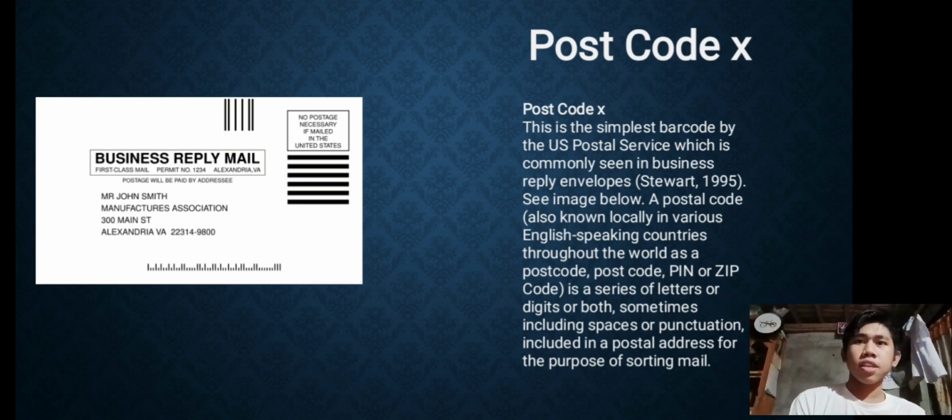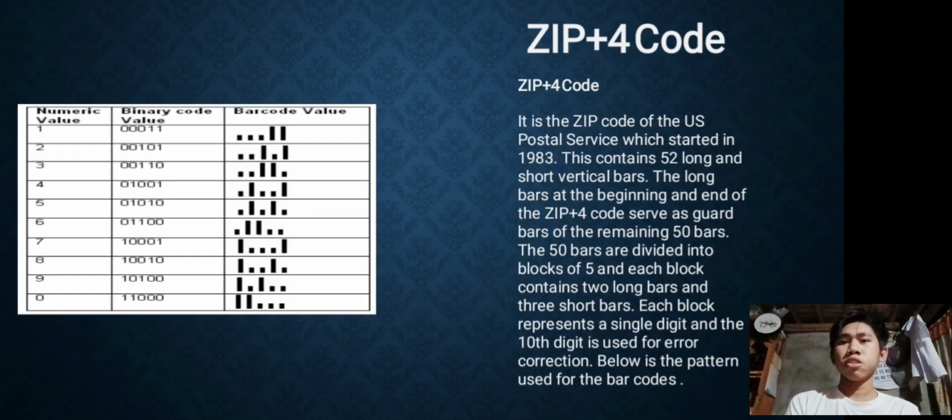Postnet. This is the simplest barcode by the US Postal Service, which is commonly seen in business reply envelopes. A postal code, also known locally in various English speaking countries throughout the world as postcode, PIN, or zip code, is a series of letters or digits or both, sometimes including spaces or punctuation, included in a postal address for the purpose of sorting mail.